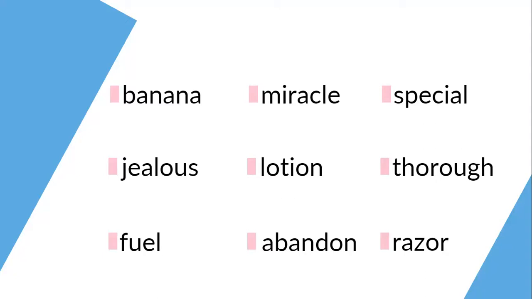Special. Well, by now you're guessing. The "spe" is stressed. And I didn't say special, I said "shul". So the "ia" represents the schwa sound. So "shul" has the schwa sound.